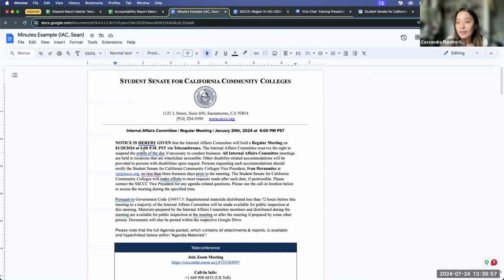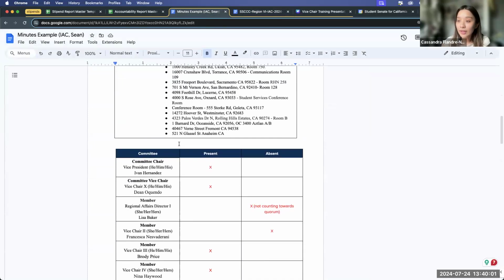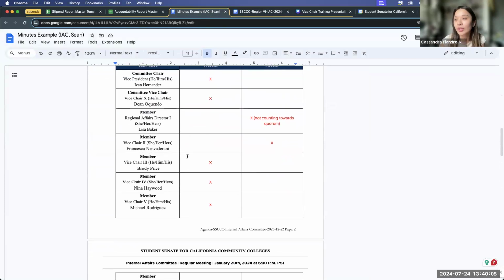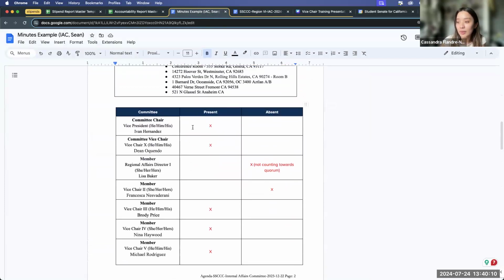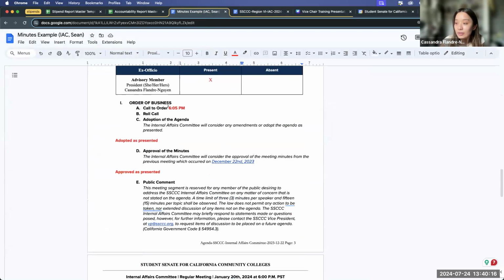So we want to give you guys an example of minutes as well. Here's an example pulled from the statewide internal affairs committee meetings, which ironically is something you'll be serving as a voting member for. Here you can see when you take minutes, you will indicate the presence, either present or absent, for each member. And if you scroll down, you'll note what time the meeting starts.